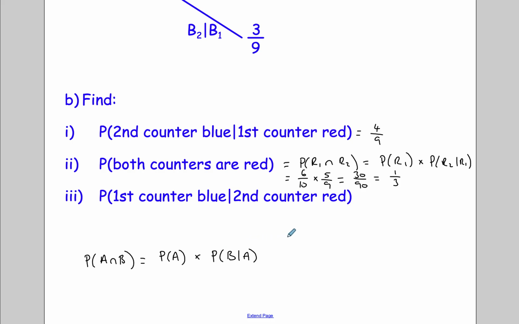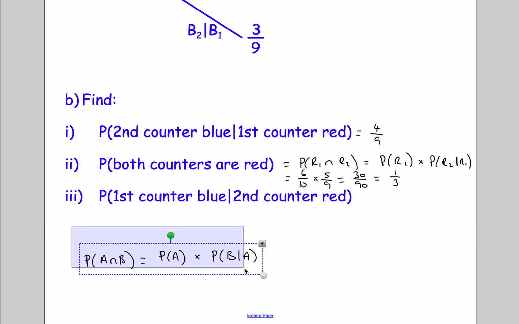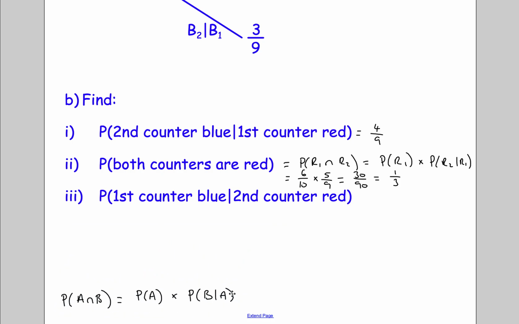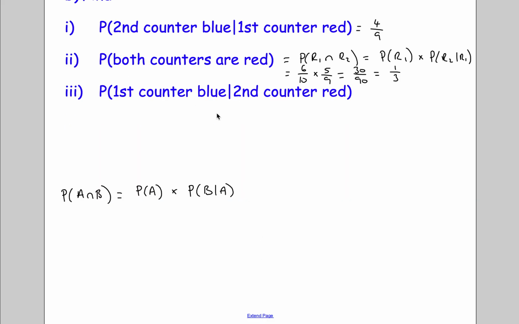Okay, so then moving on to part 3, this one seems like it's being asked back to front, and that's why I've put this question in. We may be expected to answer questions like this, and we shouldn't panic. We should keep thinking about the conditional probability formula. So what's this asking for?